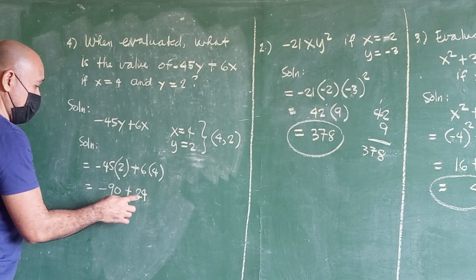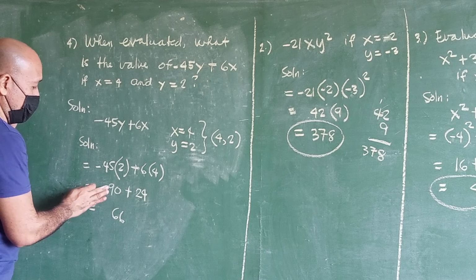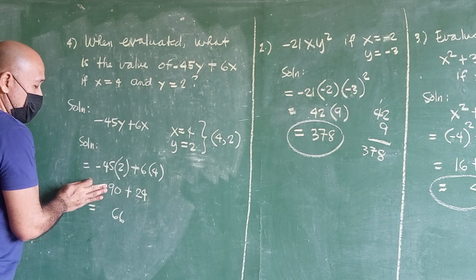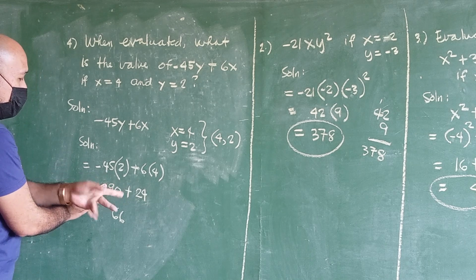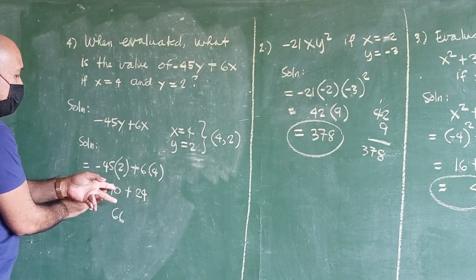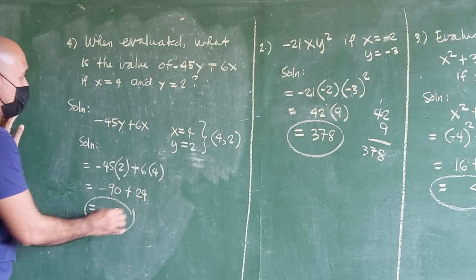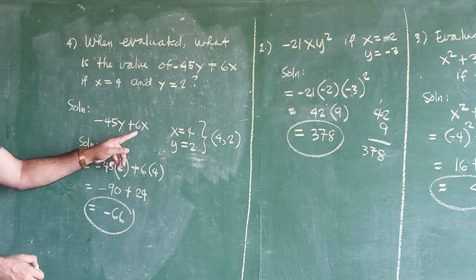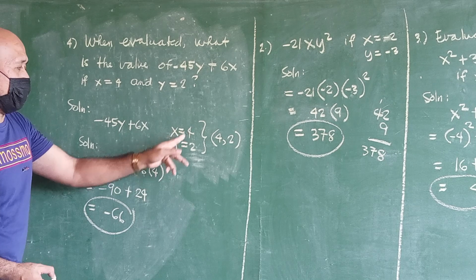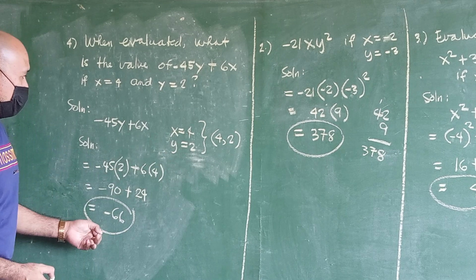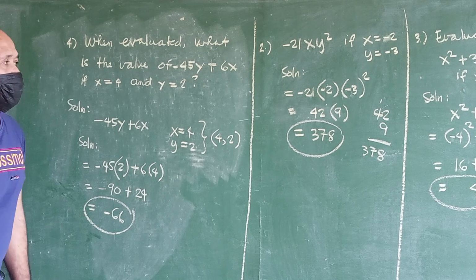And then after that, compare the two numbers or integers. Which one has the bigger absolute value? If we try to remove the negative sign here, to apply the idea of absolute value and compare these two integers now, 90 is the bigger absolute value here. So since the original sign is negative, your answer is negative. So therefore, negative 45y plus 6x, when evaluated, where x is equal to positive 4 and y is equal to positive 2, the final answer is negative 66.